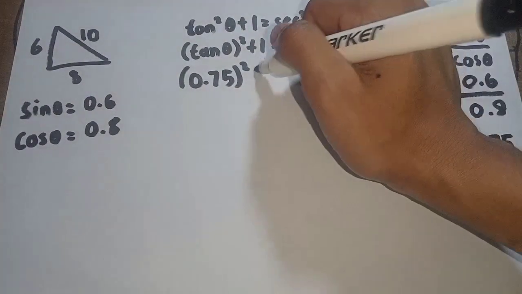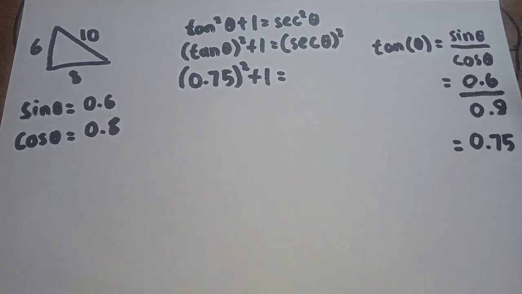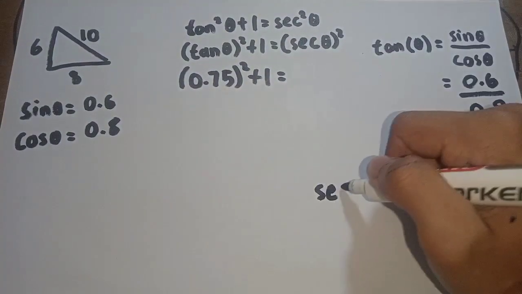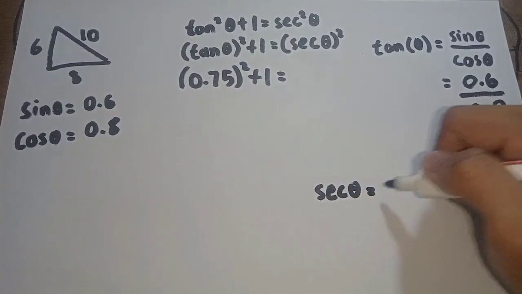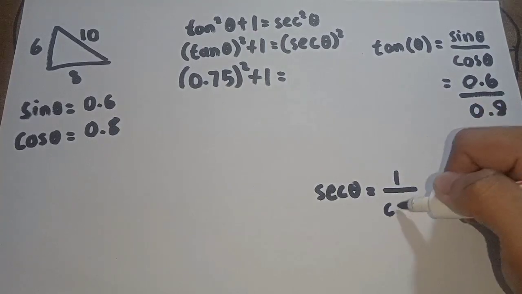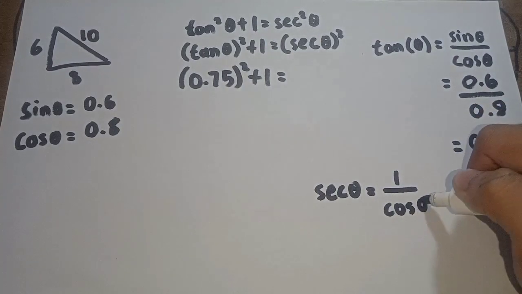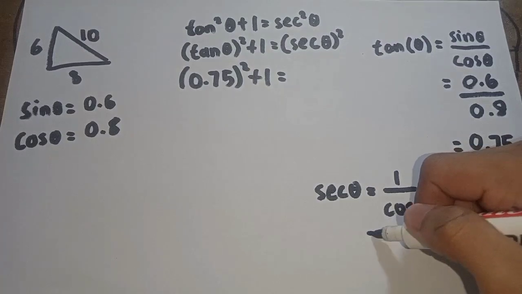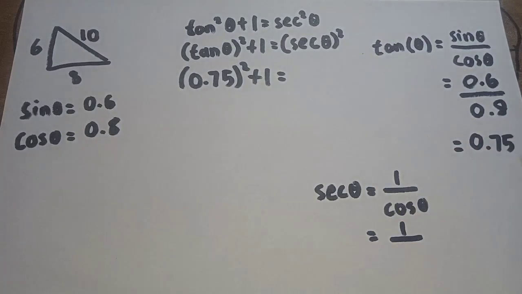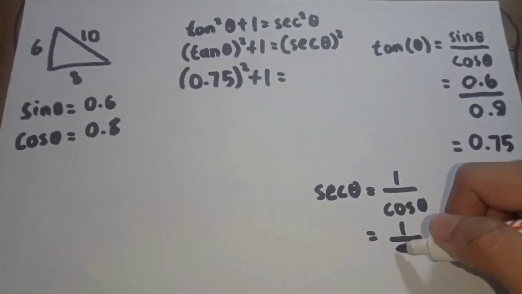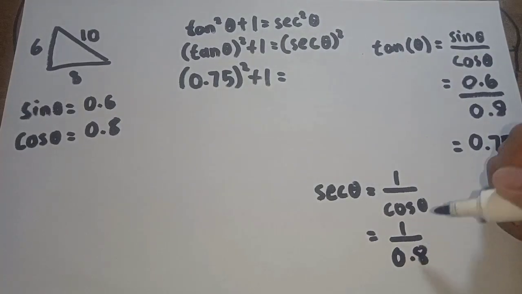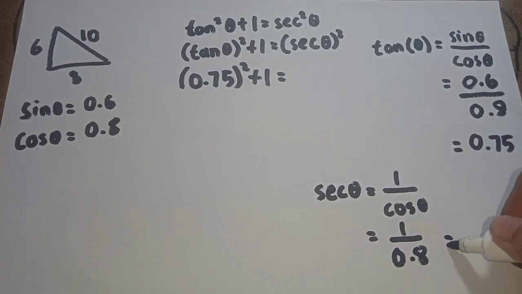Let's solve for secant theta. Secant theta, if you can still remember, is equal to 1 over cosine theta. We already have the value of cosine theta, which is 0.8. 1 over 0.8 is equal to 1.25.